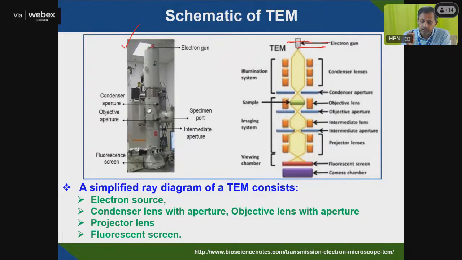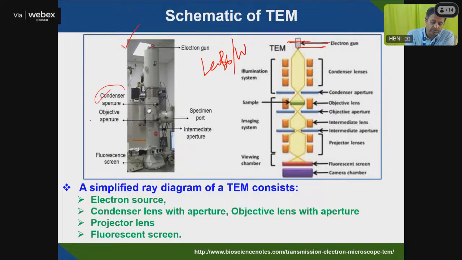That is a highly emissive tungsten or LaB6 filament used as an electron gun source, similar to that of SEM. But here the kinetic energy of the electron is very high, around 200 keV, in comparison to 30 to 40 keV in case of SEM.